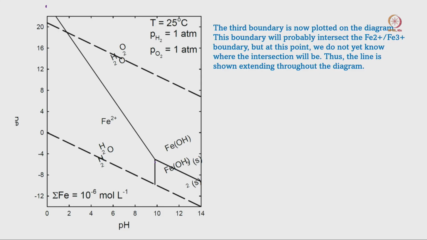So, I draw a line and I say okay, this is my Fe2 plus and FeOH3 boundary. So, Fe2 plus, FeOH3, and this is my FeOH2. Right. So, my two boundaries are present, one I did here, one I did here.